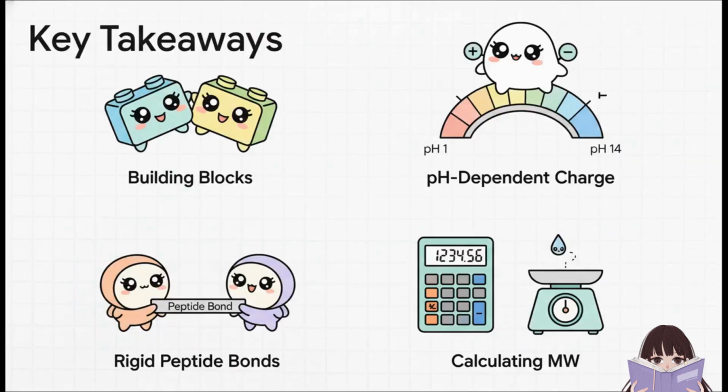So let's just do a quick recap of the most important stuff we covered. We learned that amino acids are the fundamental building blocks of proteins. We saw that their charge is totally dependent on pH, and they exist as these cool zwitterions. We know they link together with rigid, planar peptide bonds, and we now know how to calculate their molecular weight. Seriously, you've got the core fundamentals down now.